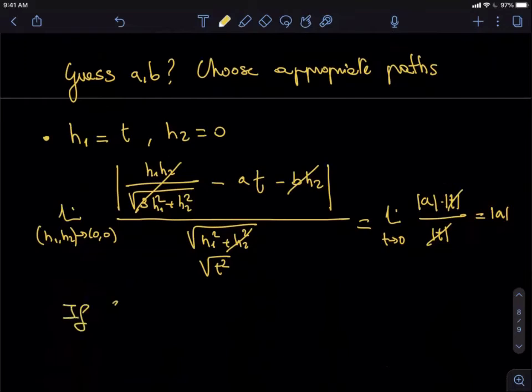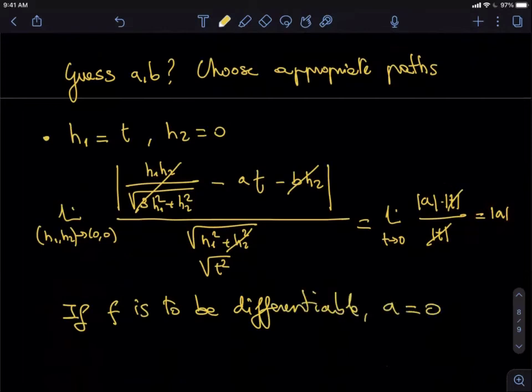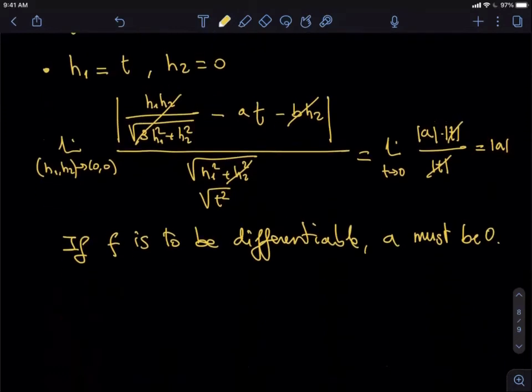So if f is to be differentiable, a must be 0. Let's write must here. A must be 0. Okay, there is no other choice. So we have already guessed one. To guess the other one, we are going to take the other axis. This you do. It's the same computation. What we get is that b must be 0.